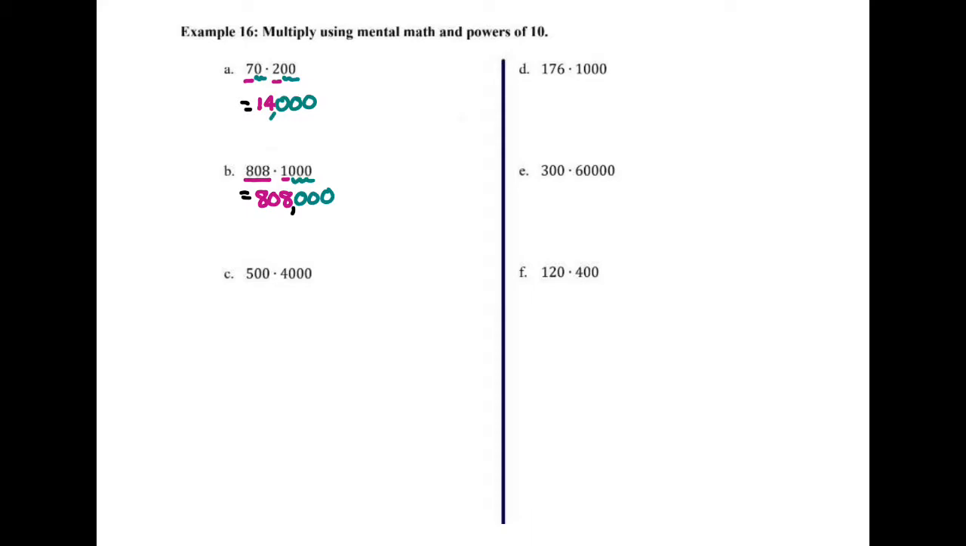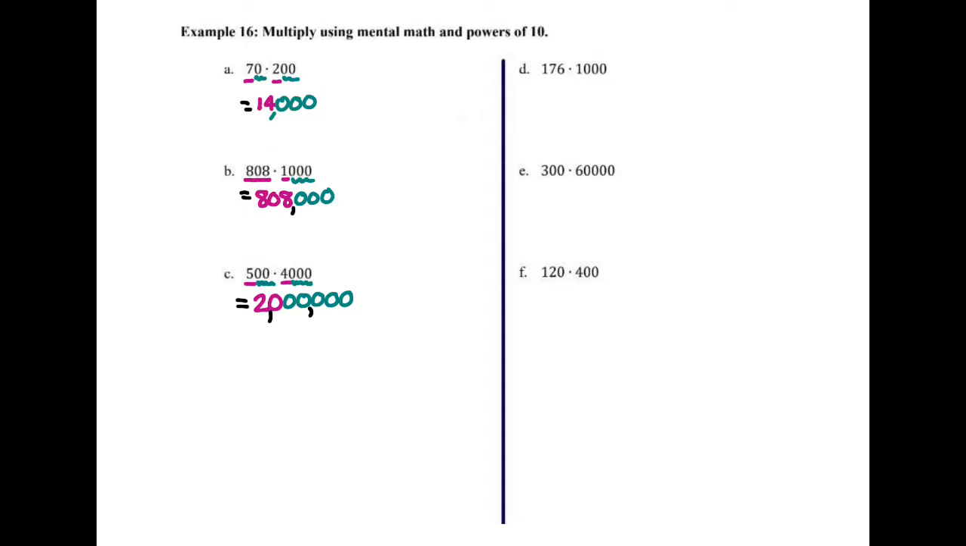Okay, next one. 5 times 4 is 20, right? And now we need to figure out which zeros we didn't use. So 1, 2, 3, 4, 5. And that would mean it's 2 million.